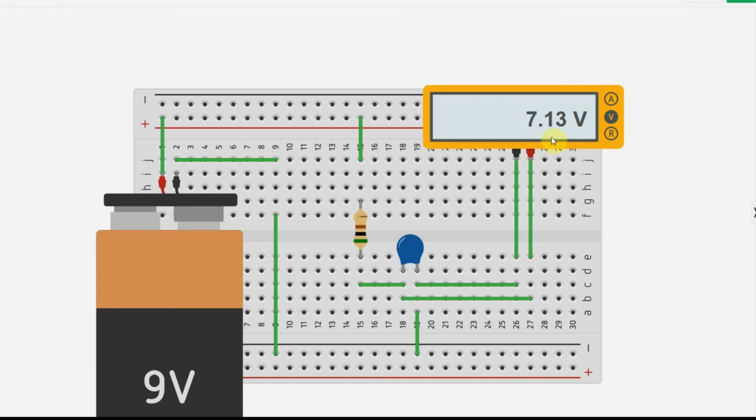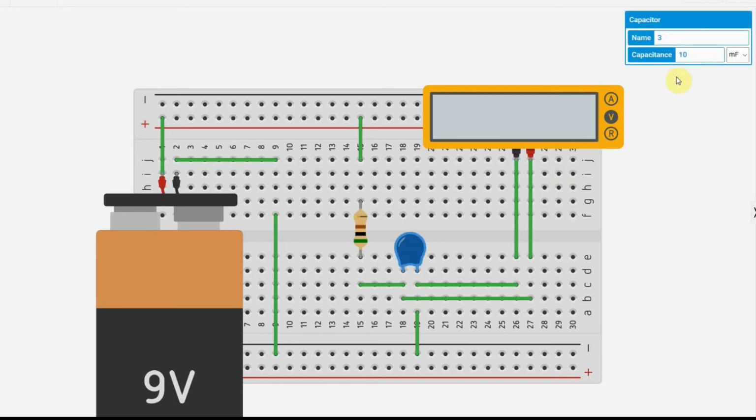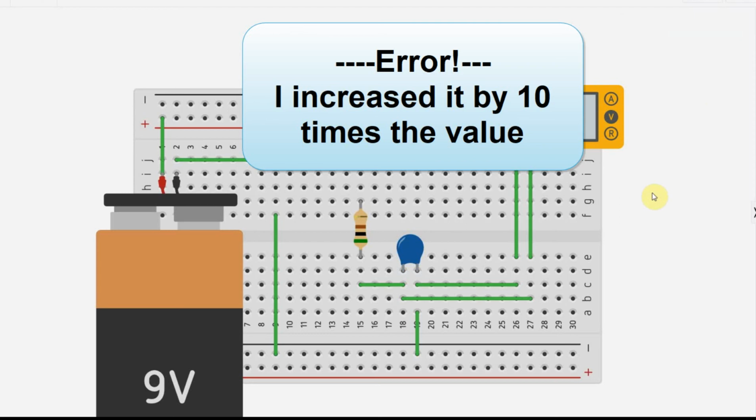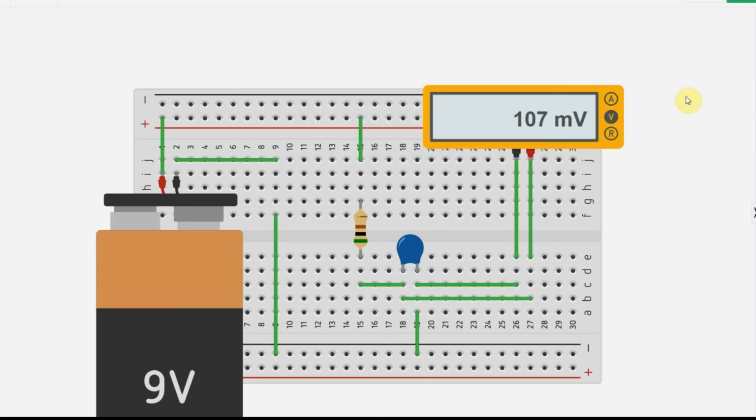You can see that it's getting up there much quicker. And also, the inverse is true. As you raise the value of the resistance, it takes longer and longer to charge. The same is true of the capacitor. If I raise the capacitance, it will take longer to charge. Increased it by 10. And you can see that it's taking longer now to charge.